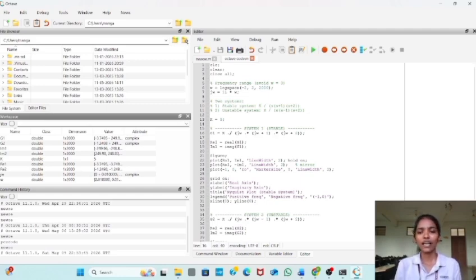Next, grid on. This command enables the grid on the graph. The grid improves the readability and helps in analyzing the plot clarity.